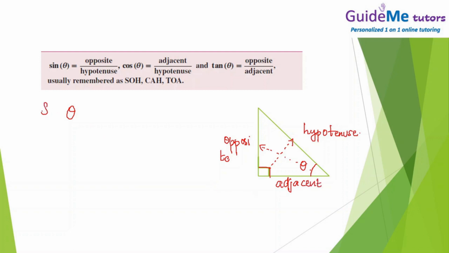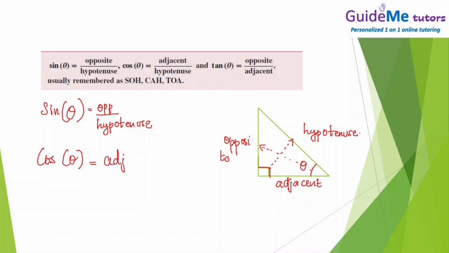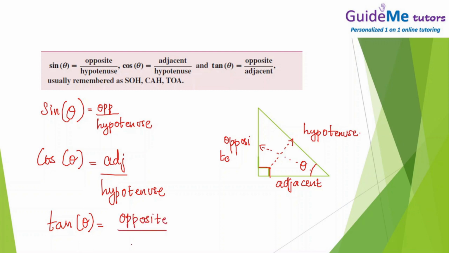Now what is sine of theta? Sine of theta we write like this, which is equal to opposite by hypotenuse. Similarly, what is cosine of theta? Cosine of theta is given by the relationship adjacent side by hypotenuse. I'm writing in short ADJ, that says adjacent over hypotenuse. What is tan of theta? Tan of theta is opposite by adjacent.